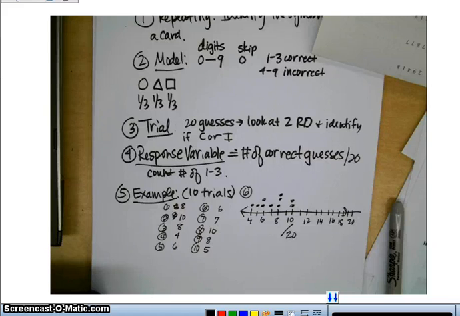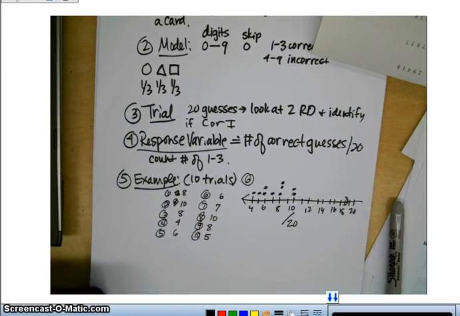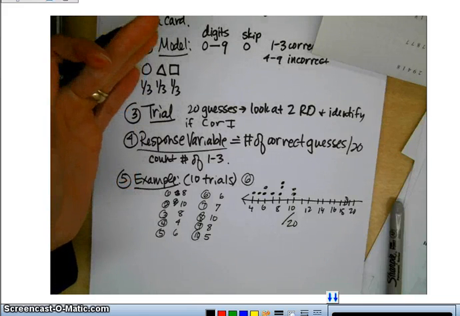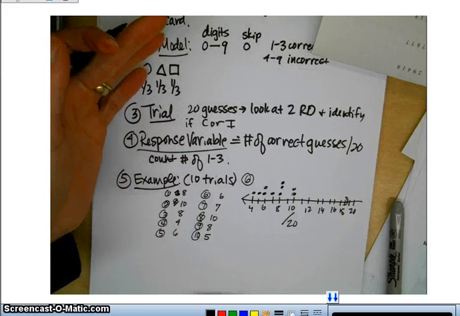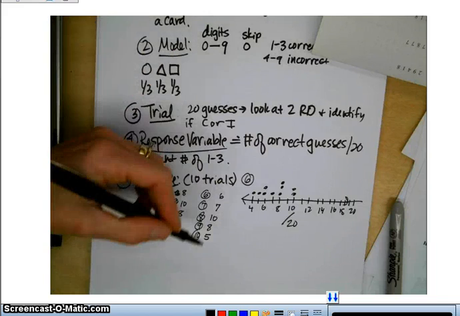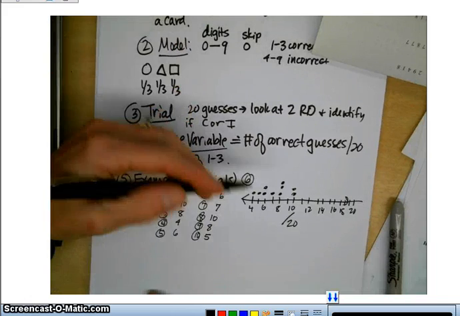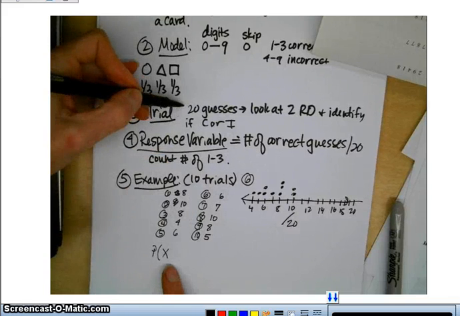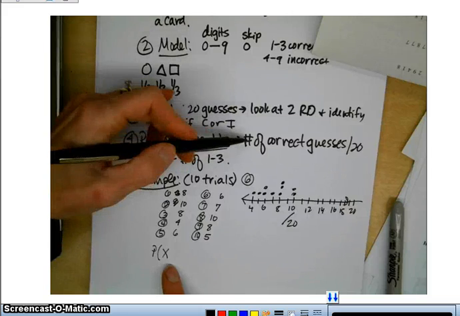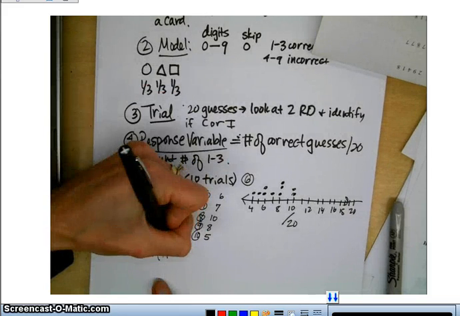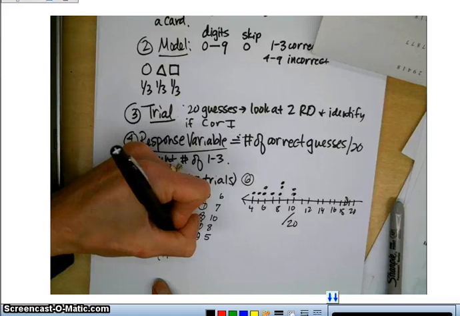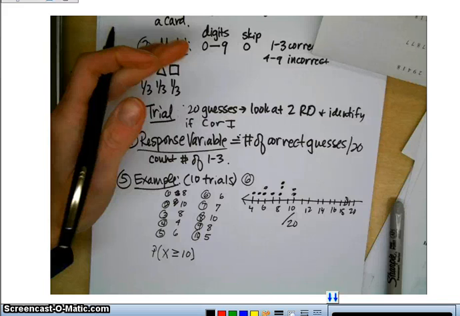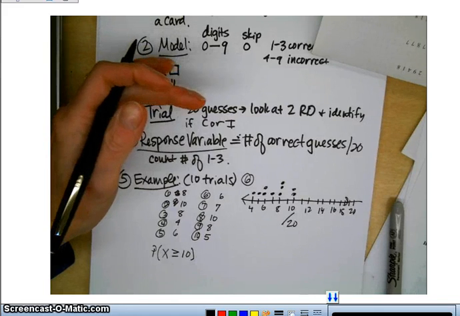So, in order for her to have ESP, I would want her to have at least 50% right, wouldn't you? So really, what we're looking for, I mean, how do we tell if a person has ESP? Well, what's the probability that X, the number that they get right, the response variable, the number of correct guesses, is greater than or equal to, I would have to say at least 10. I mean, we'll just give them the low. Okay, so that's how I would determine whether or not they had ESP.